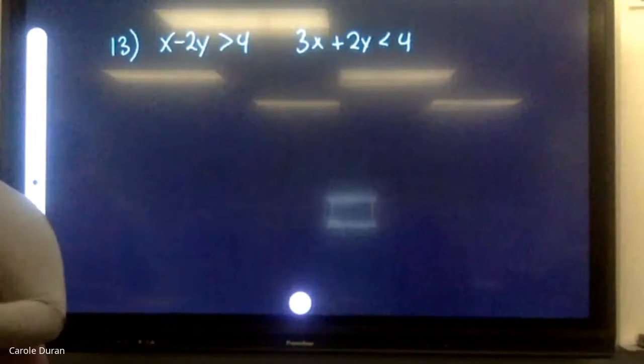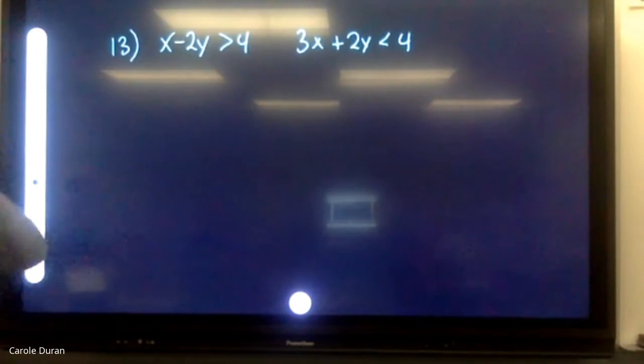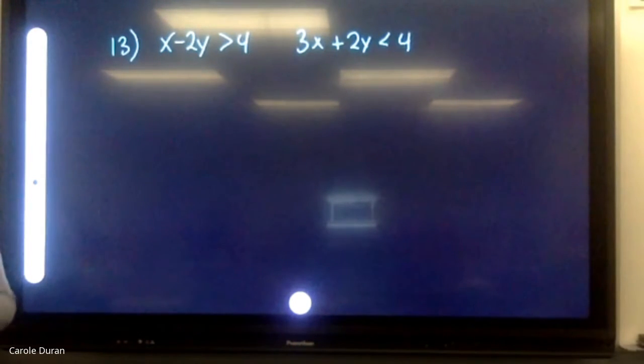In order to find their solution, I first have to graph them, and I can't graph them until y is solved by itself, which puts it into slope-intercept form. So I'm going to need to manipulate both of these to get y by itself on one side of the inequality sign. Remember, if we divide by a negative, we do what to the sign? Flip it.